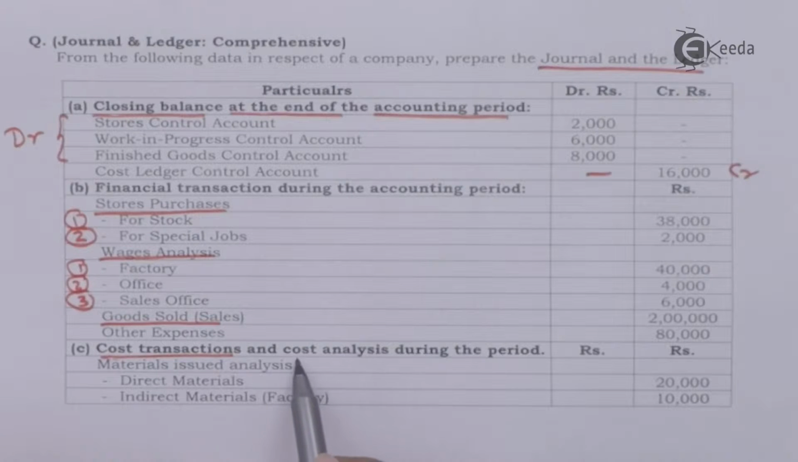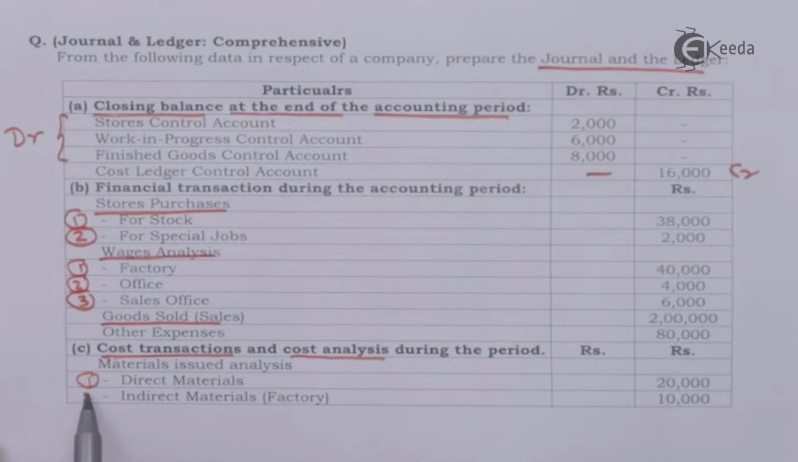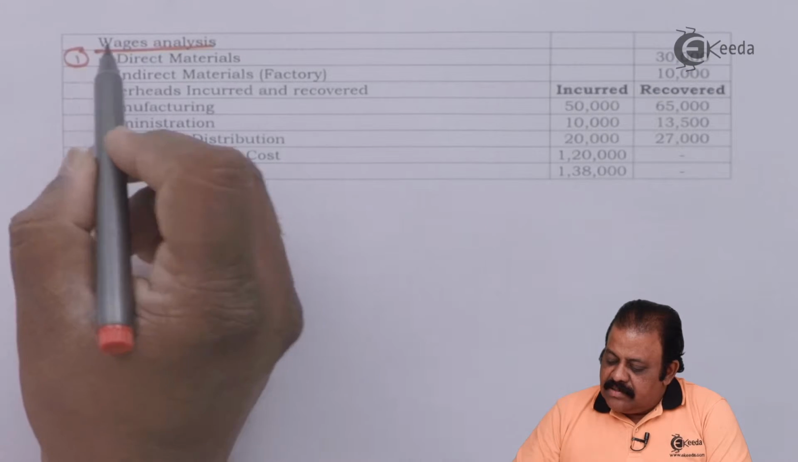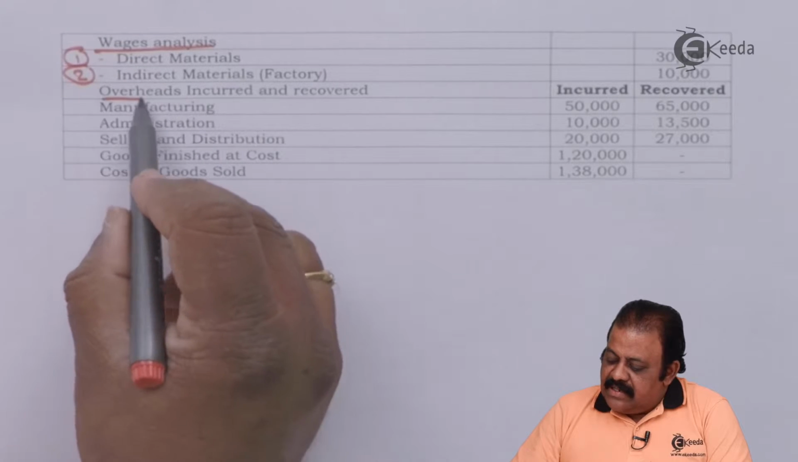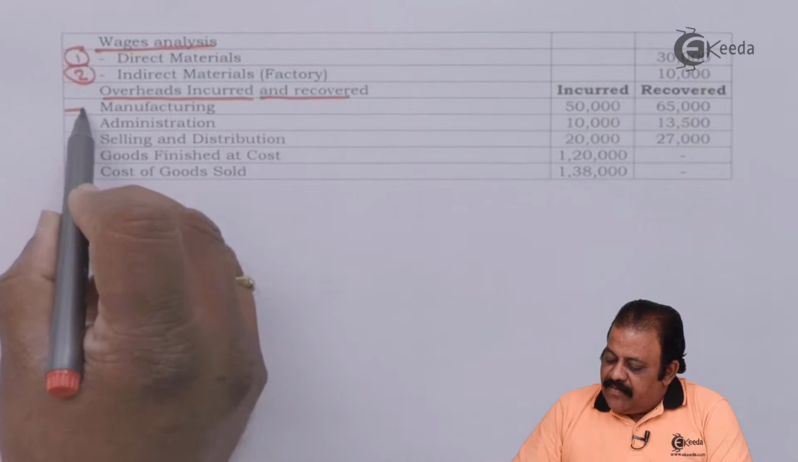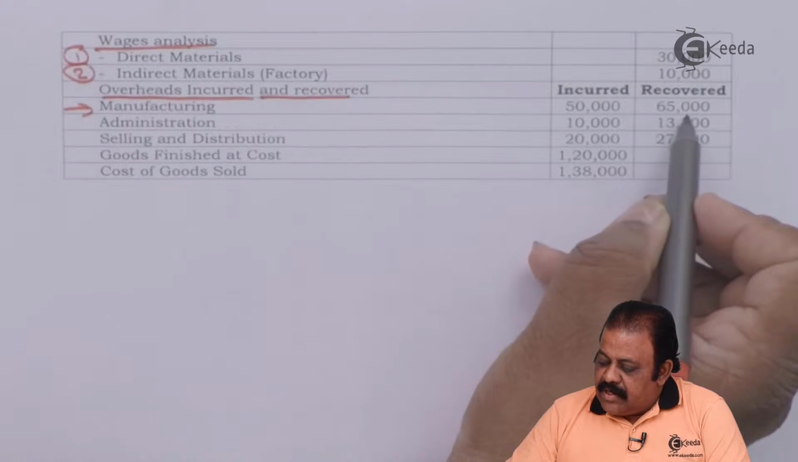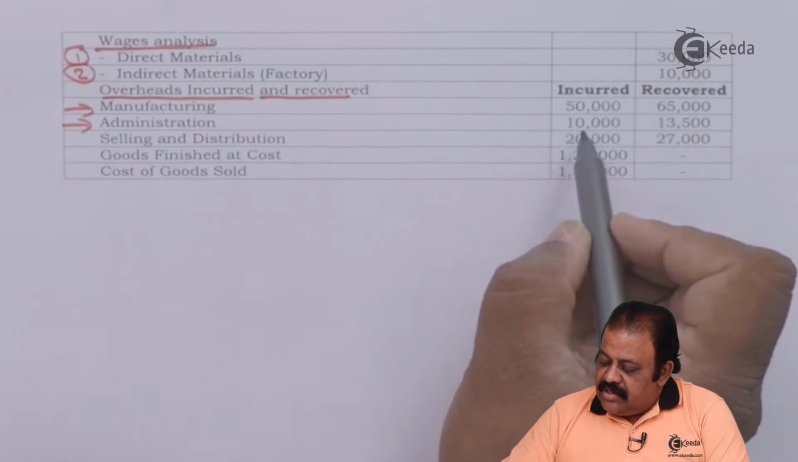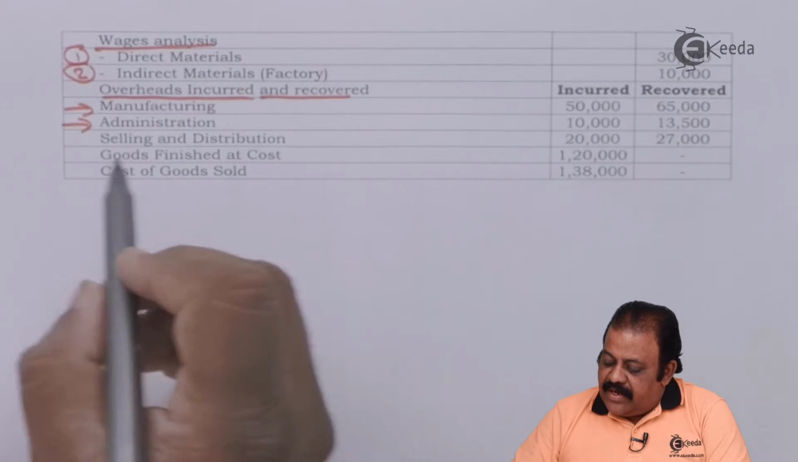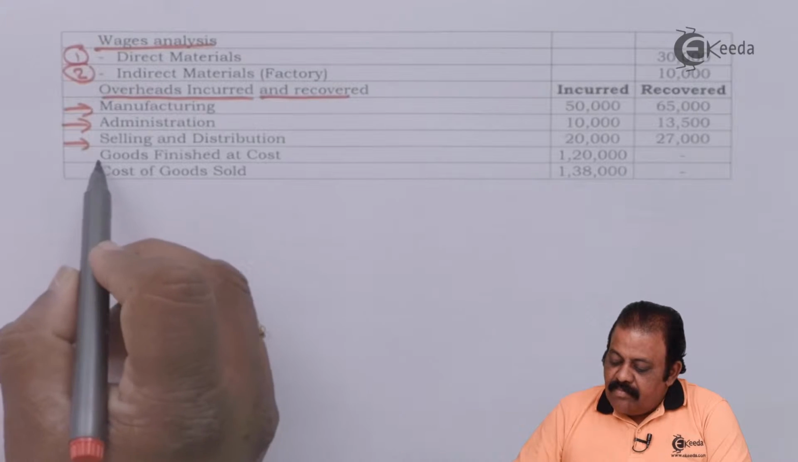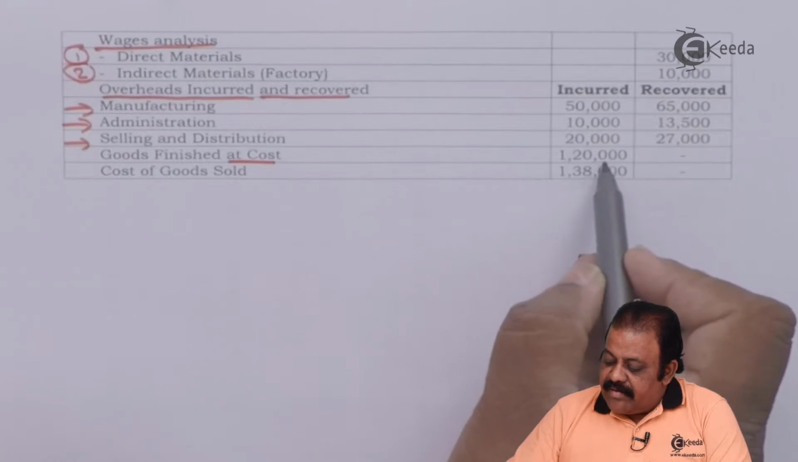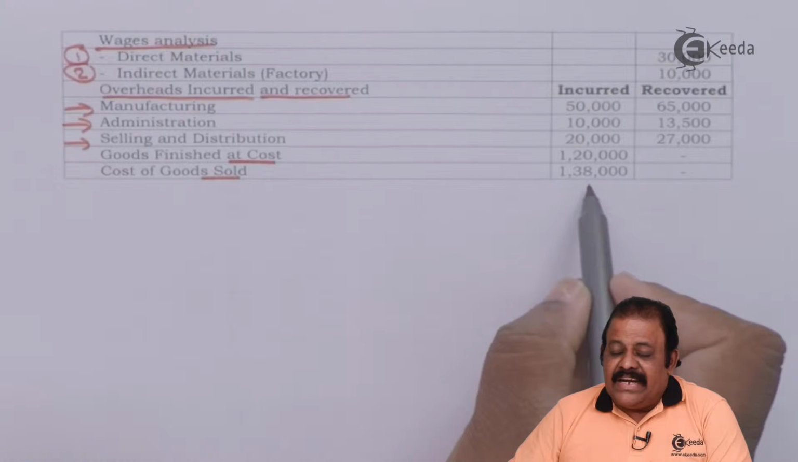Cost transactions and cost analysis during the period. Material issued as direct materials, indirect materials. Overheads incurred and recovered. Manufacturing incurred 50,000, recovered 65,000. Administration incurred 10,000, recovered 13,500. Selling and distribution incurred 20,000, recovered 27,000. Goods finished at cost 1,20,000. Cost of goods sold 1,38,000.